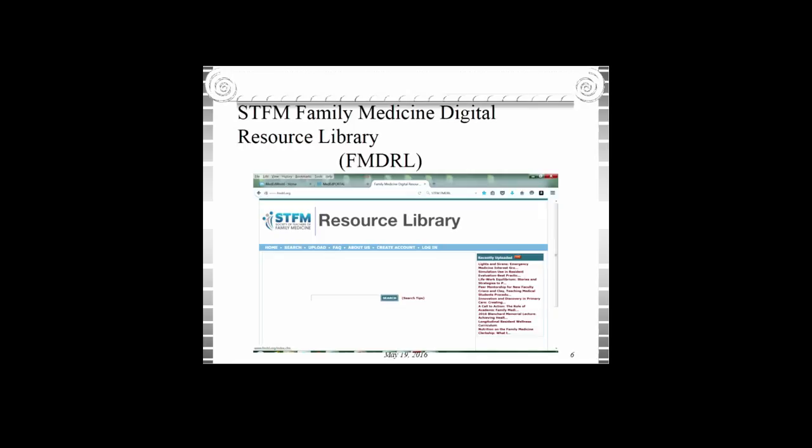It includes content for all levels of family medicine education. Any kind of conference presentation, handouts, PowerPoints, video files, anything. Materials can be uploaded without peer review as placeholders that your colleagues can have access to and you can share and network with them.